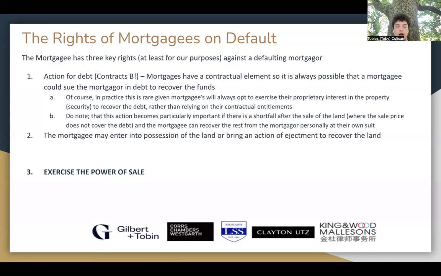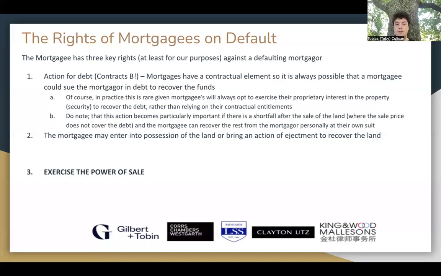Contracts B, mortgages have a contractual element, so a personal covenant to repay will be within these documents. So it's always possible that the mortgagee could sue the mortgagor in debt to recover the funds. Of course, in practice, this is rare, given mortgagees will always opt to exercise their proprietary interest in the property, their security interest, to recover the debt, rather than relying on their contractual entitlements.